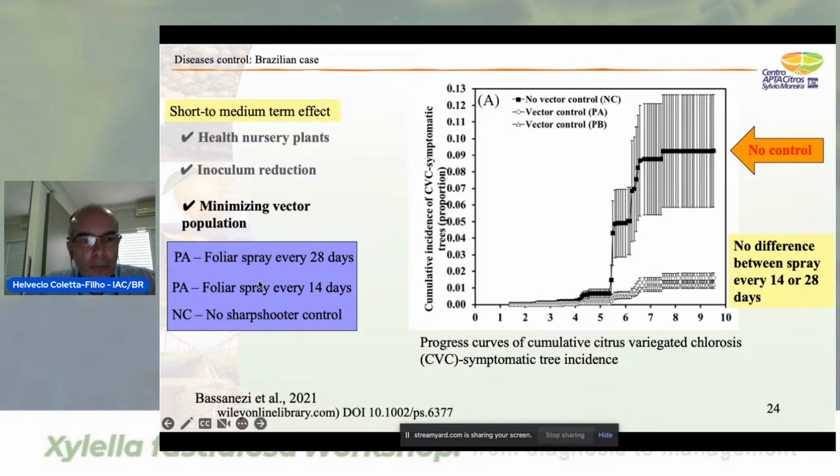Also, for foliar sprays every 20 days or every 14 days, there was no difference between these two intervals, but both were important to reduce the disease incidence compared with no vector control.